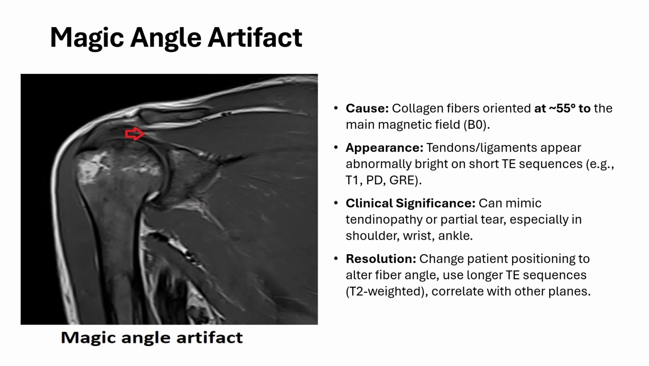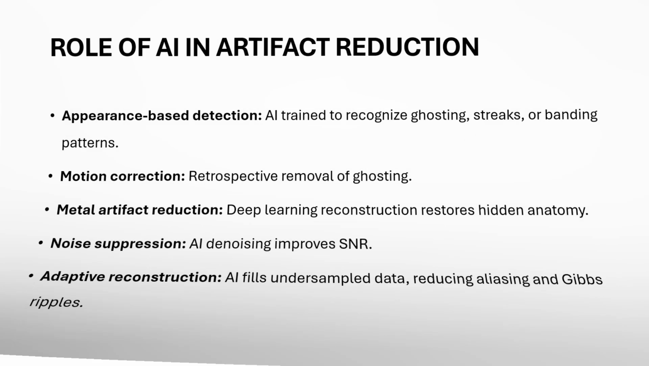As we can see in this image, there is bright signal intensity noted in the supraspinatus tendon. This is due to the magic angle artifact, and this is mimicking a supraspinatus tendon tear, and its resolution is by changing the patient position to alter the fiber angle, using longer TE sequences like T2 weighted images, and correlating with the other planes. And its example is: the tendon glows when angled at 55 degrees.